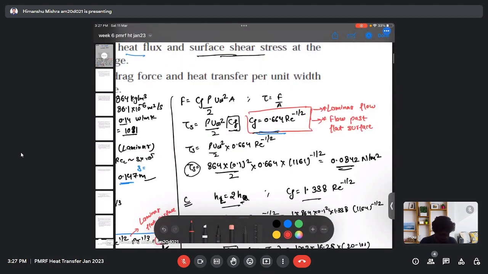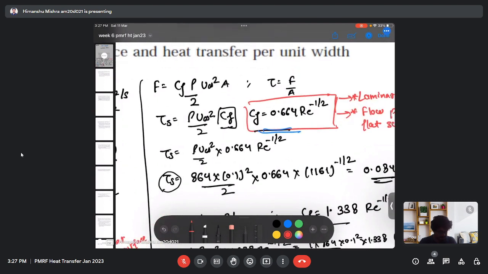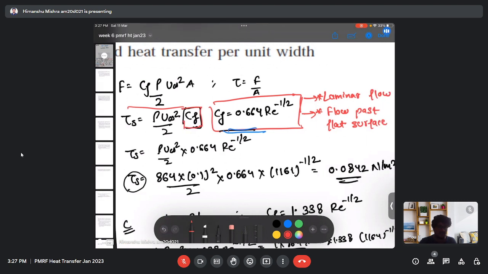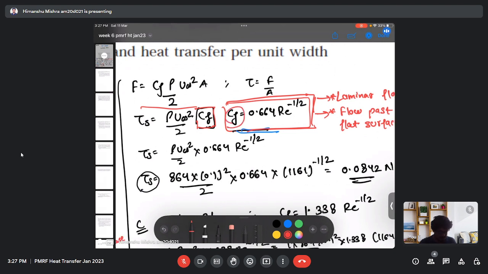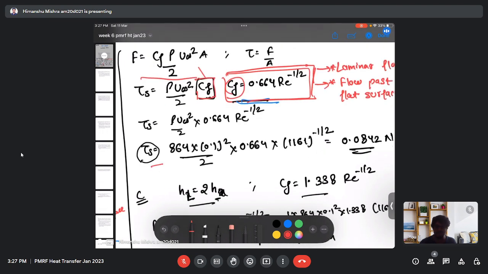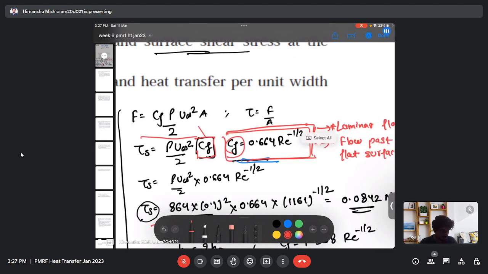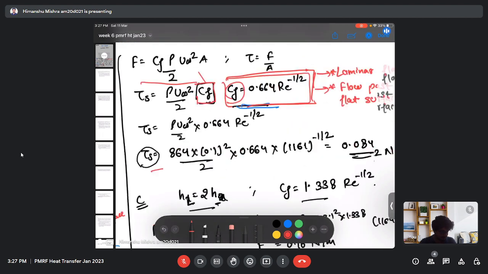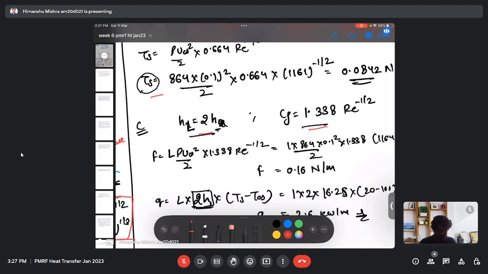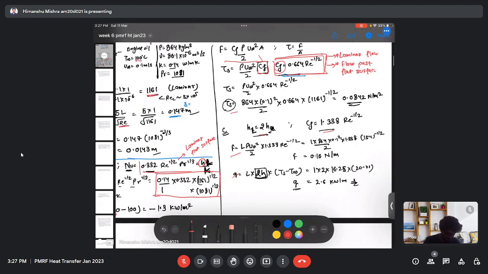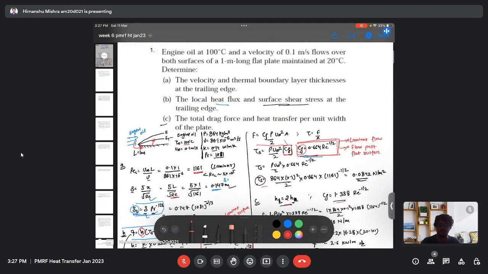Similarly, for the local shear stress, we use the drag force relation, and for the drag coefficient for the laminar flat surface, we can use this local drag coefficient relation. Once we find the drag coefficient, we can just substitute in the formula and get the local shear stress. For the global case, in the laminar flat plate surface, the global heat transfer coefficient and the drag coefficient are just twice the local ones, and therefore we just multiply by 2 and substitute back in the same formula to determine the global properties. So any doubt in this question?